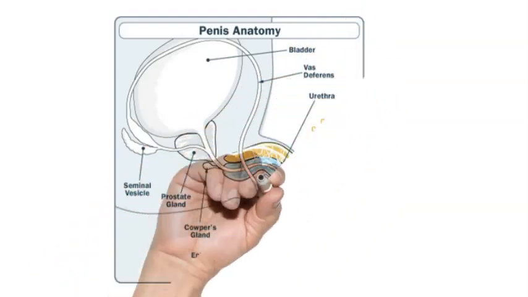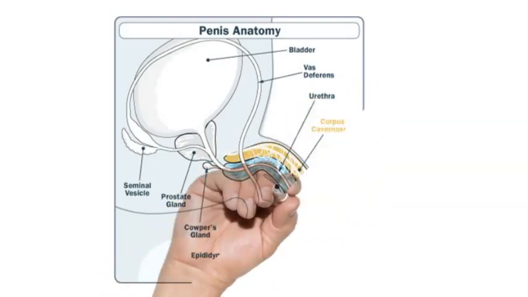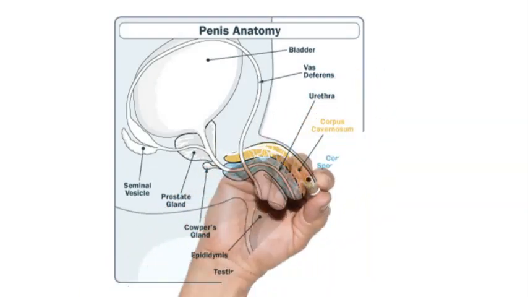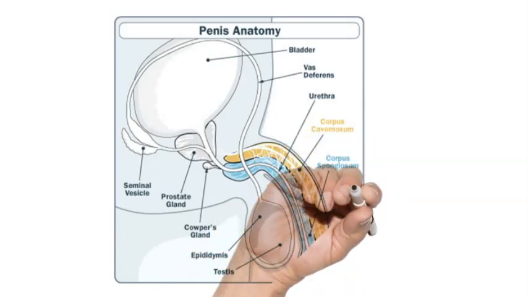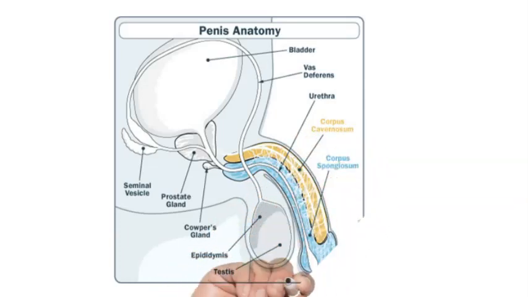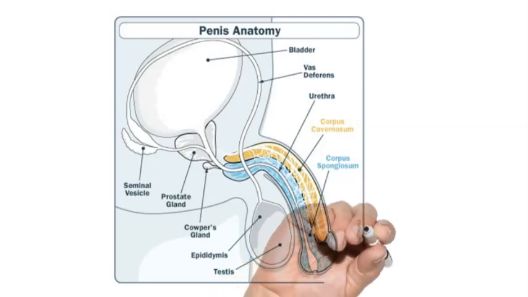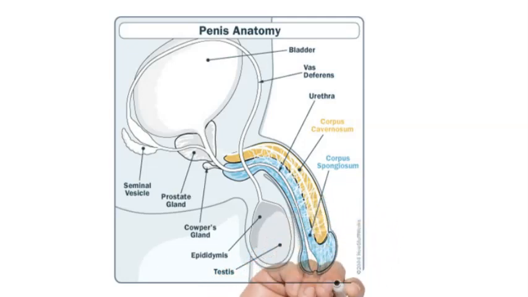The urinary system consists of the kidneys, ureters, bladder, and urethra. The kidneys filter waste and excess fluid from the blood to produce urine. The urine travels through the ureters to the bladder, where it is stored until it is expelled through the urethra during urination.